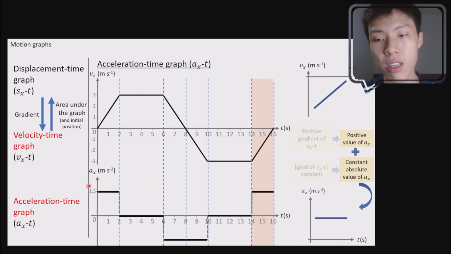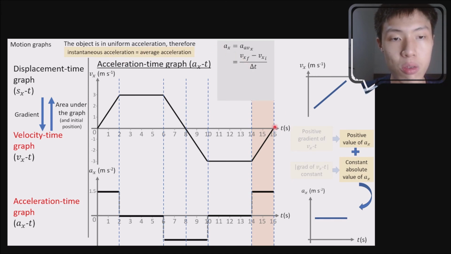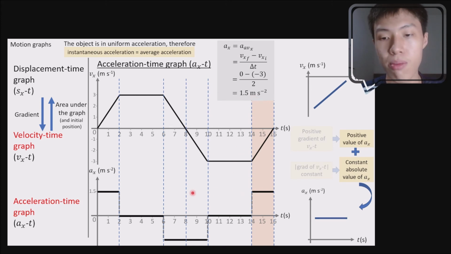Again, we want to determine the value. So what do we do? We do our calculation. Again, using the same principle. This time our final will be 0. Our initial will be negative 3. So 0 minus negative 3 divided by 2, you get 1.5, which is the same as what we plot just now.